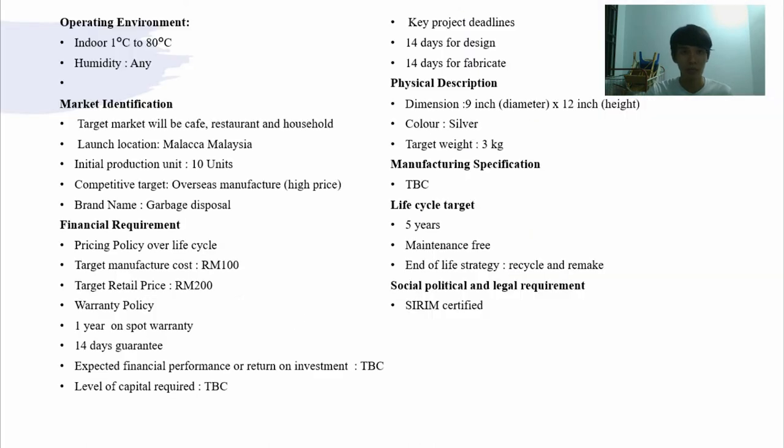Next is the product design specification. The optimum operating environment for this product is within 1 degree Celsius to 80 degrees Celsius. Our target market will be cafes, restaurants, and households. The first launch location will be at Melaka, Malaysia. The initial production is only 10 units. Our competitive target is overseas manufacturers, and the brand name for this product is Garbage Disposer.